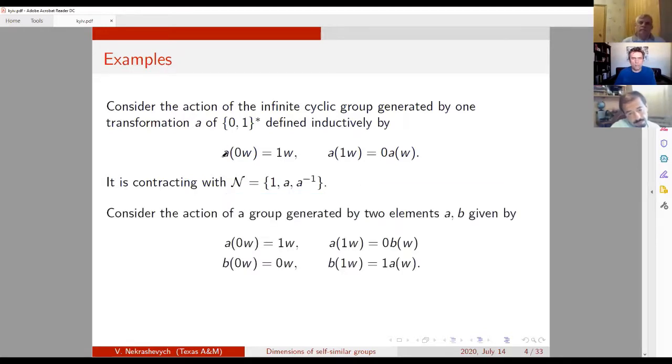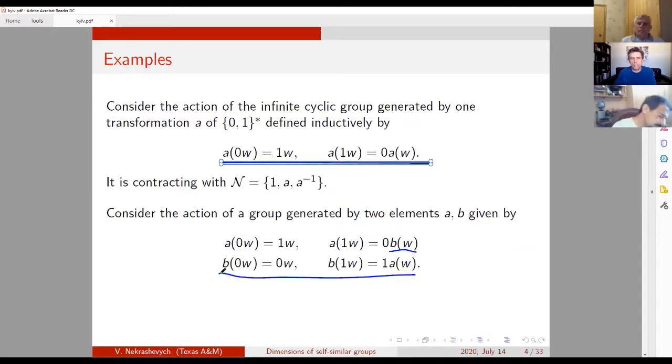Here is another variation of this. So we basically copy this rule, but replace A by B. So now if A gets 0, it changes it to 1. If it gets 1, it changes to 0. But then it acts by B, not by A. And B acts in this rule. It doesn't change the first letter. If it sees 0, it stops doing anything. If it sees 1, then it acts by A on the tail. So these rules will define two transformations, A and B.